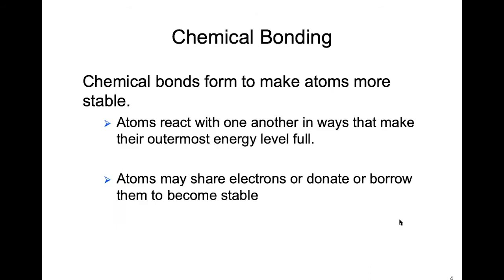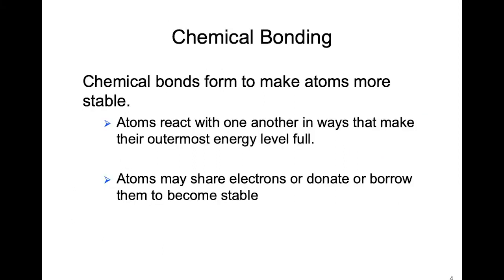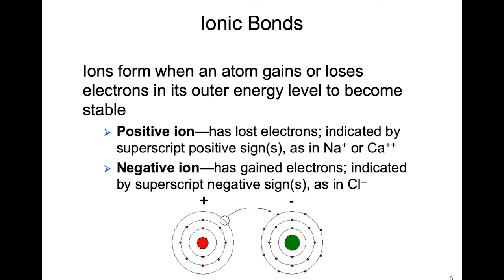So the atoms with those energy levels that are unbalanced are going to react with other atoms that have also unfulfilled outer energy levels. Okay, and then when that happens, either atoms are going to donate and receive with one another, or they are going to share. And we're going to see the 2 different examples here moving forward.